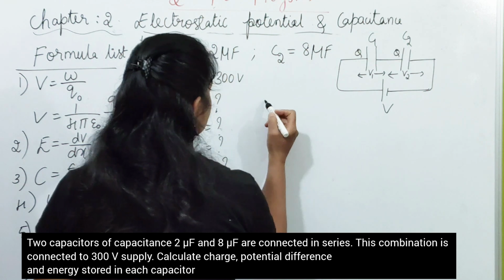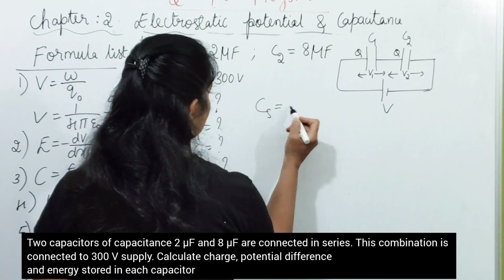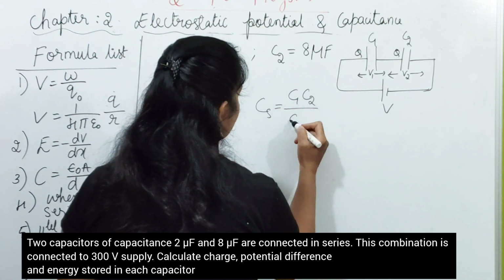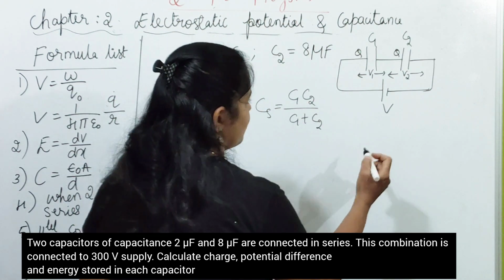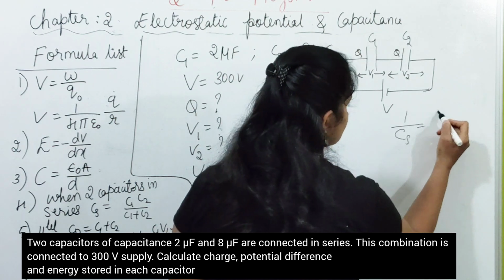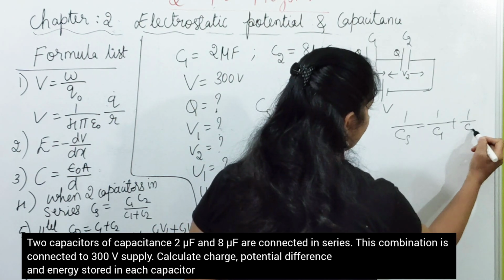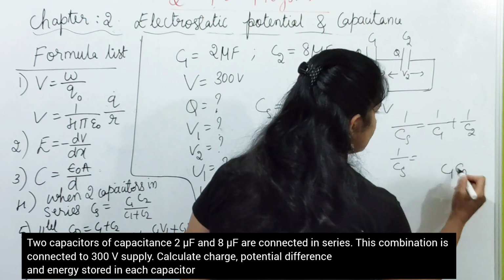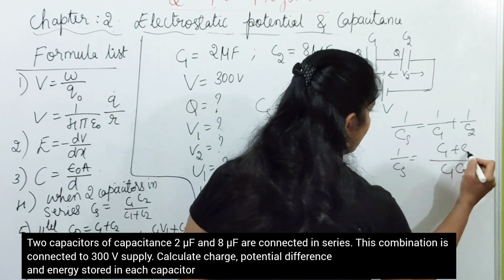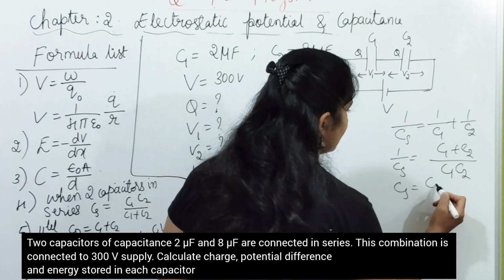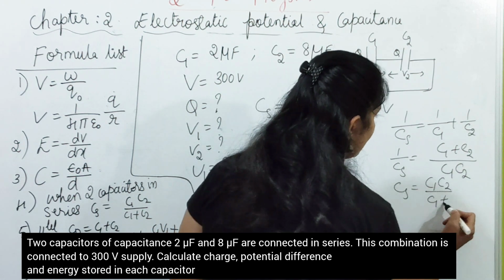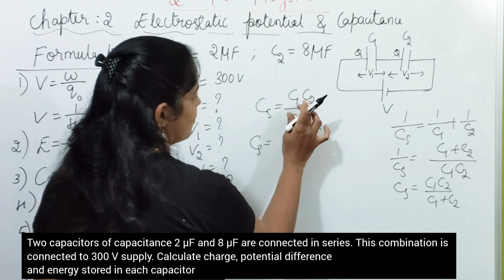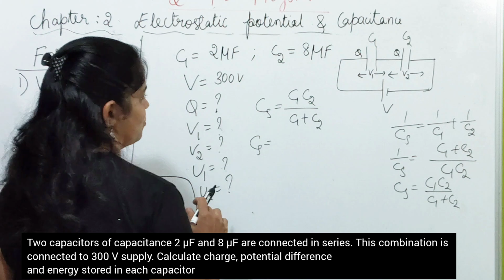First let us calculate CS. How to calculate CS? Since there are only two, let us use this formula, C1 C2 divided by C1 plus C2. How to get this formula? See, we know that 1 by CS is equal to 1 by C1 plus 1 by C2. So we can write this as C1 plus C2 over C1 C2, and cross multiplying, CS can be written as C1 C2 by C1 plus C2. So let us use this formula. CS is the product of the two capacitors divided by the sum of the two capacitors.